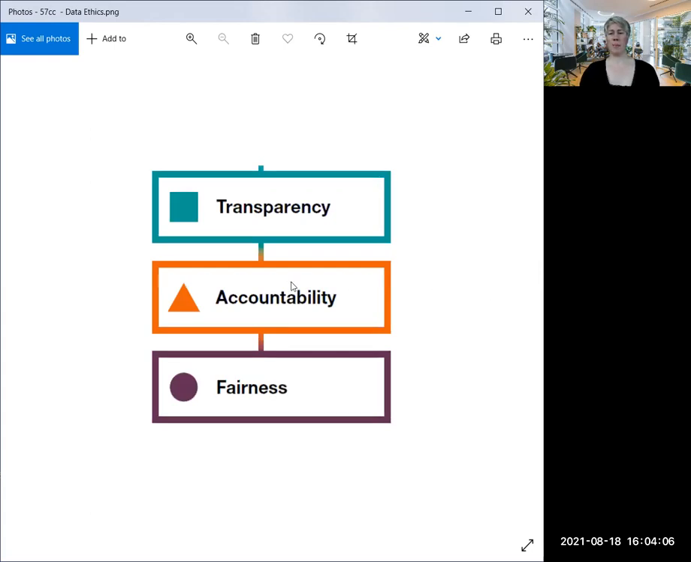So the main 3 areas are transparency, which is concerned with how the data is collected and used; accountability, where the organisation who has collected your data needs to then look after it and make it secure; and fairness or equality, which is concerned with the bias or ensuring that the data is non-discriminatory.